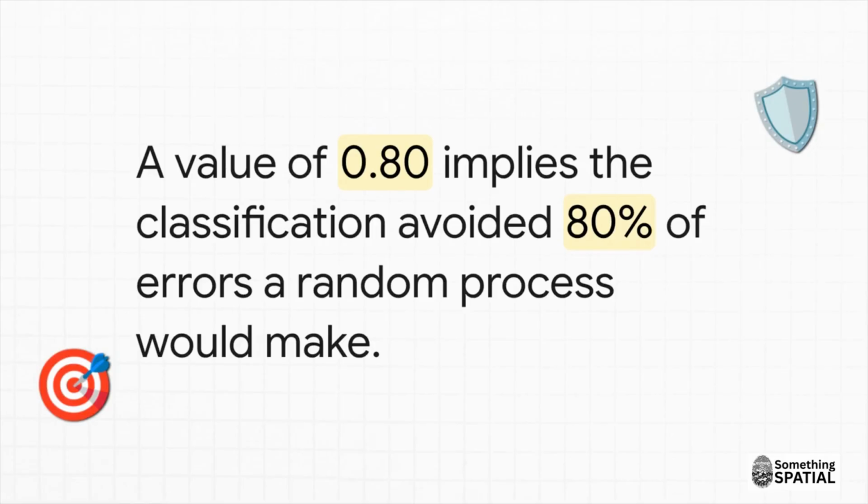Let's anchor that math into a concrete example. Say your analysis yields a kappa value of 0.80. That implies your classification process successfully avoided 80% of the errors that a completely random classification would have produced. It is the definitive proof that your map is reliable beyond mere chance.